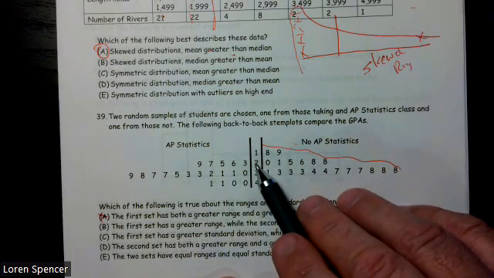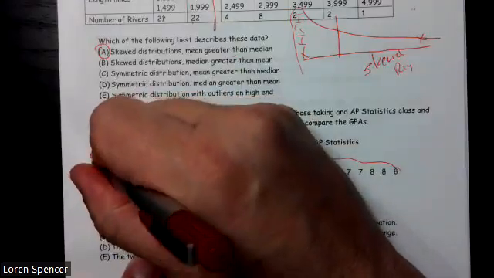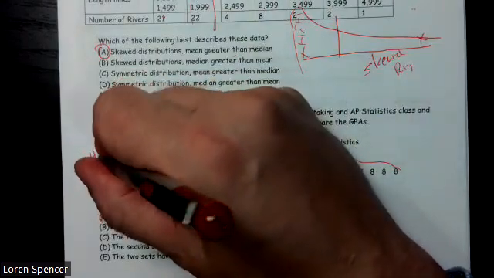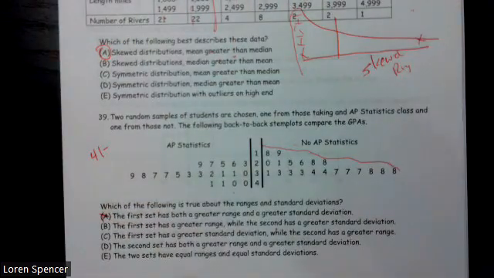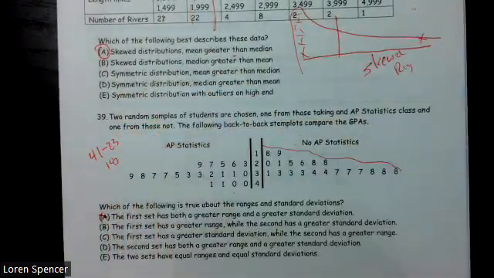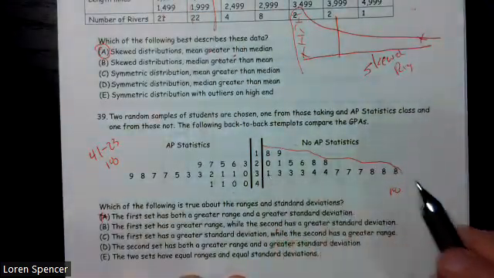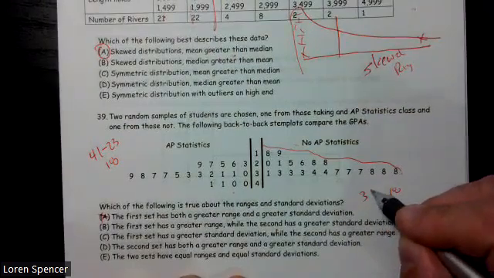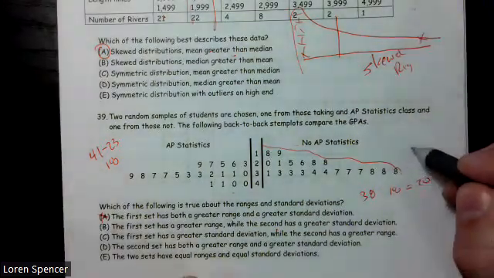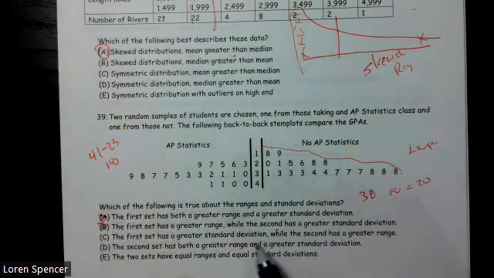So with that said, my smallest value is 23. My largest value is 41. 41 minus 23. That's 18. This is 18, and this is 38. So 38 minus 18 is 20. So this has the larger range. So that's not it. It has a larger standard deviation and a larger range.